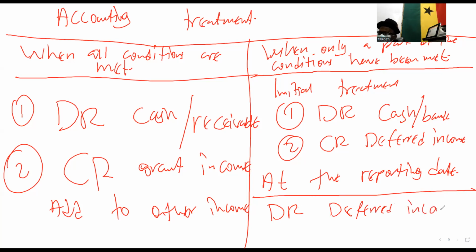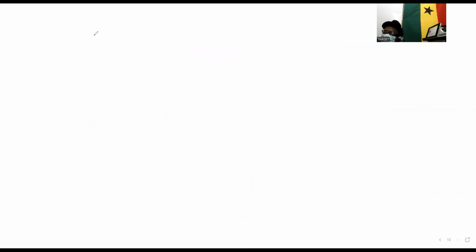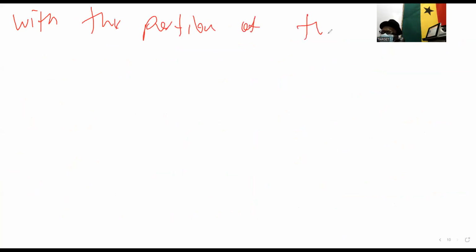Then you now credit grant income. With which amount? With the portion of the grant satisfied. That's all. I'm done. Nothing else, nothing more.